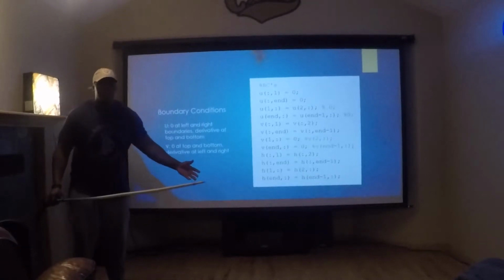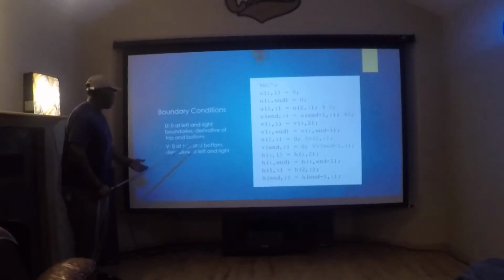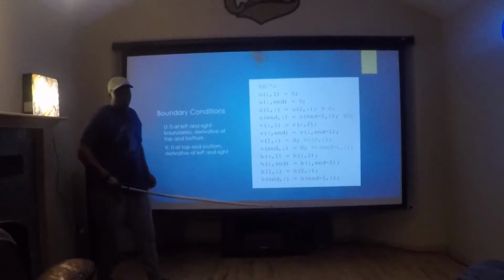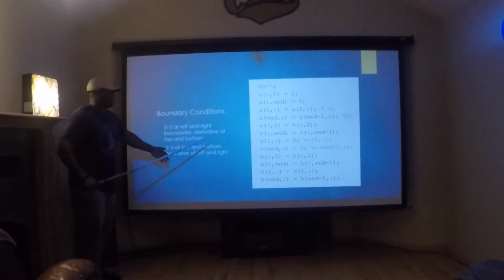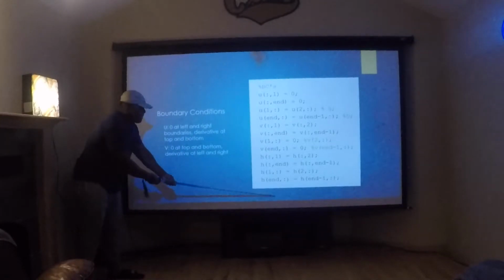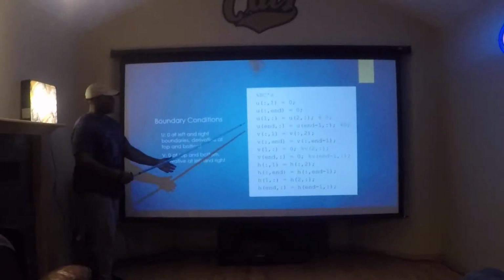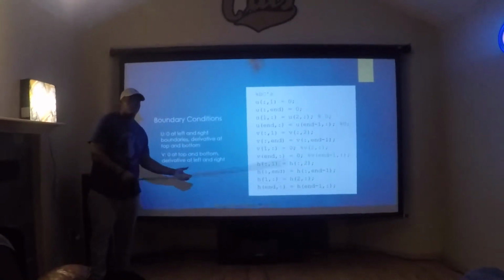So for the boundary conditions, the u velocity was set to 0 at the left and right boundaries, and the derivative boundary condition was set at the top and the bottom. The exact opposite was set for the v velocity. The derivative boundary conditions were set all around for h.